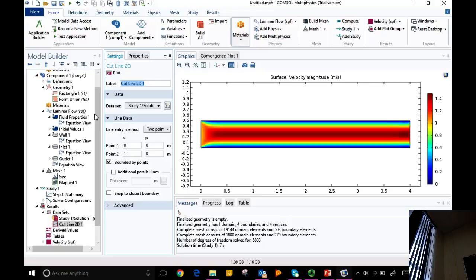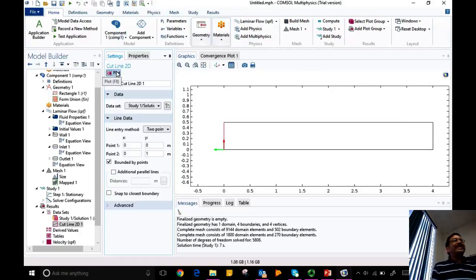Let's do the vertical line first. So the points are given here, right? One point I want to take is x is 0 and y is 0, which is the lower corner here. The other one is x is 0 and y is 1. When I select those points, it tells me which line I'm going to sample along. I'm going to sample along this line.